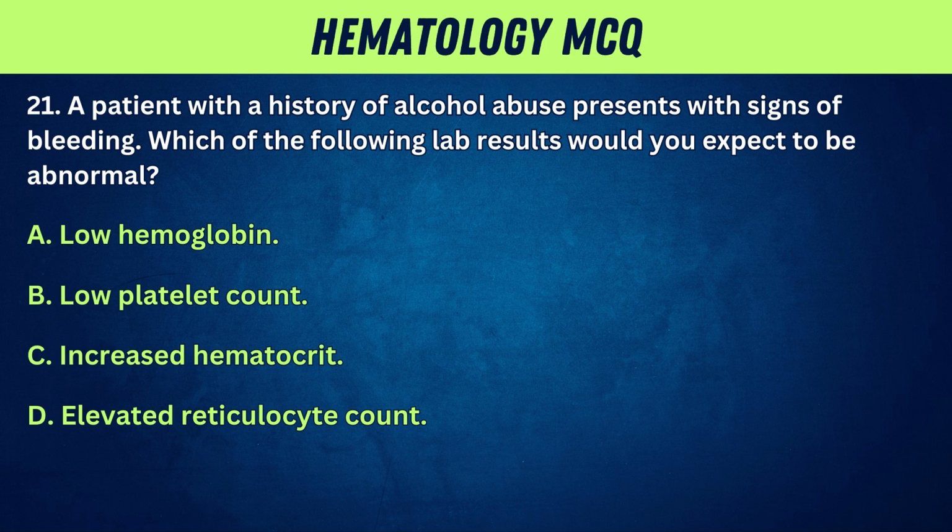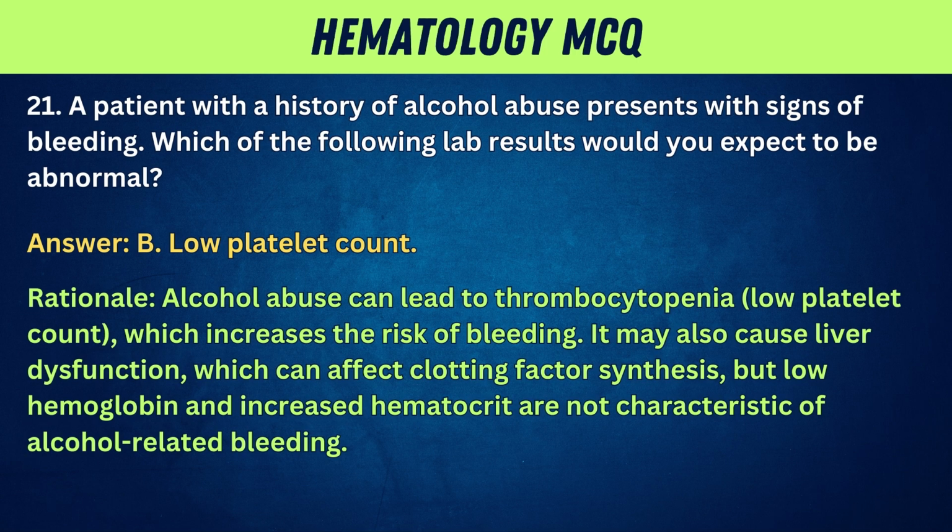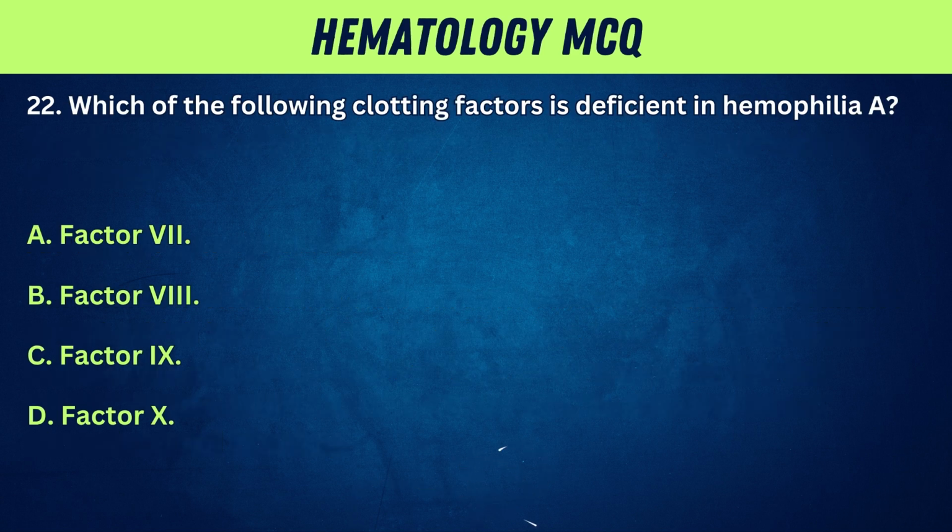Elevated respiratory count. Answer: B. Low platelet count. Rationale: alcohol abuse can lead to thrombocytopenia, low platelet count, which increases the risk of bleeding. It may also cause liver dysfunction, which can affect clotting factor synthesis, but low hemoglobin and increased hematocrit are not characteristic of alcohol-related bleeding.